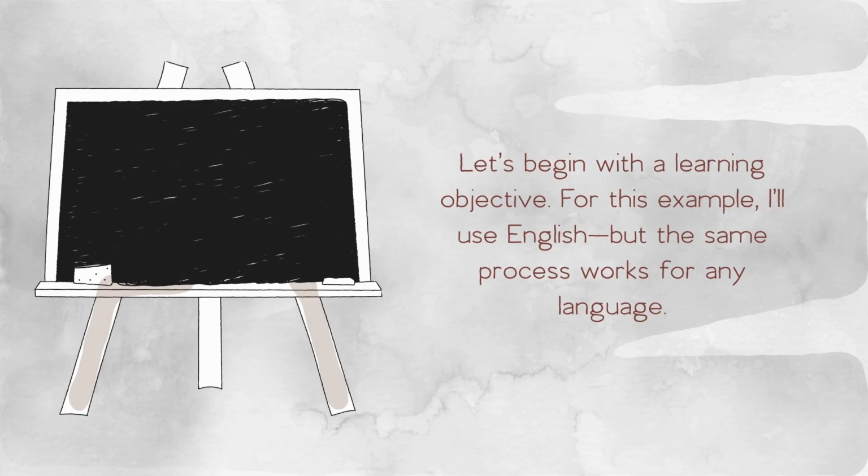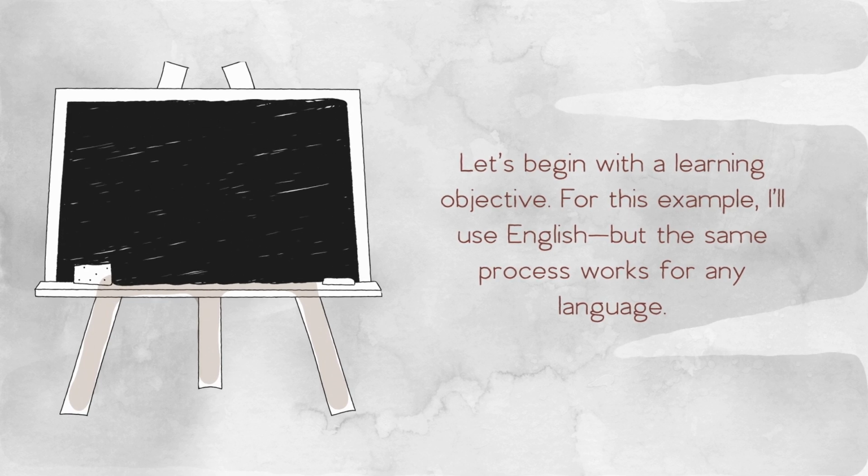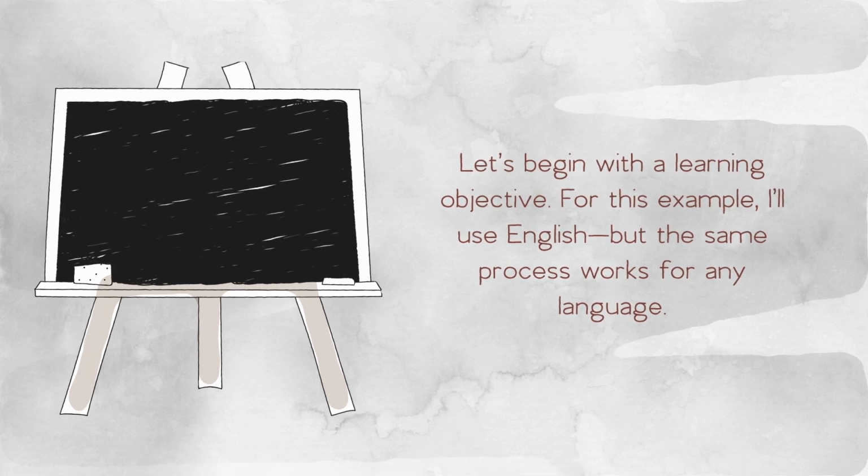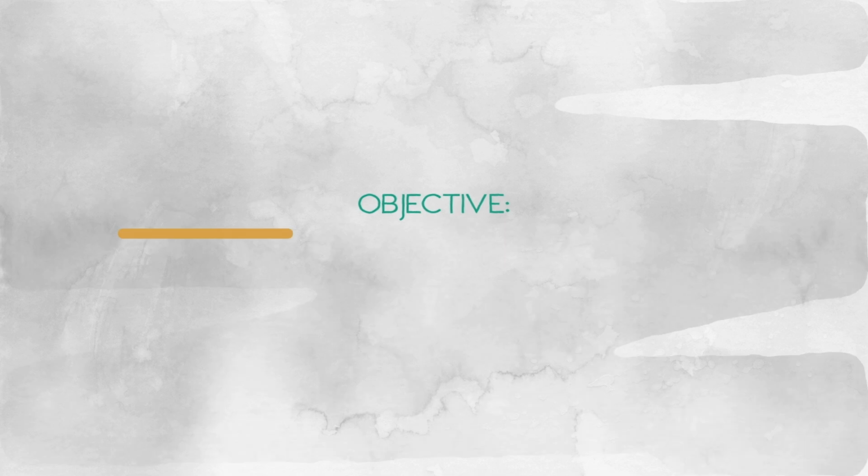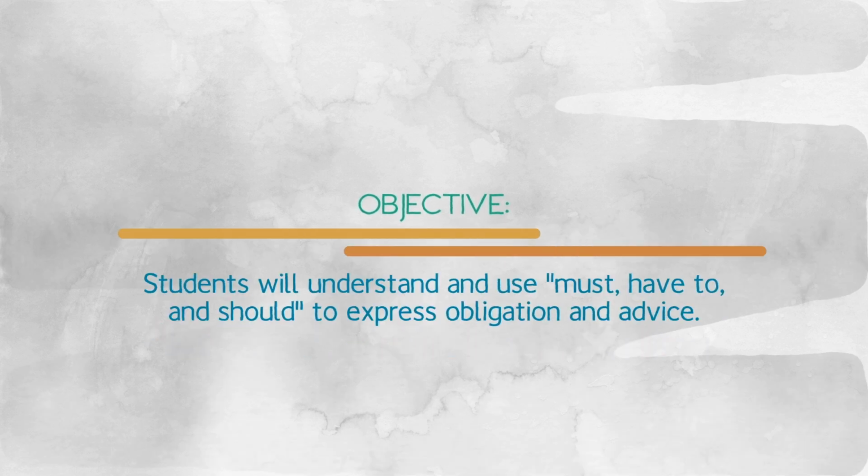Let's begin with a learning objective. For this example, I'll use English, but the same process works for any language. The objective is students will understand and use must, have to, and should to express obligation and advice.